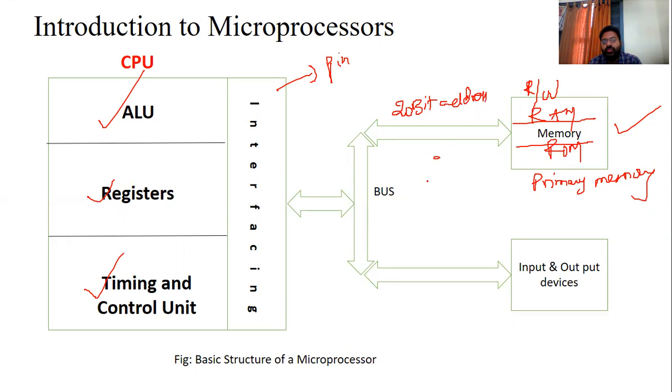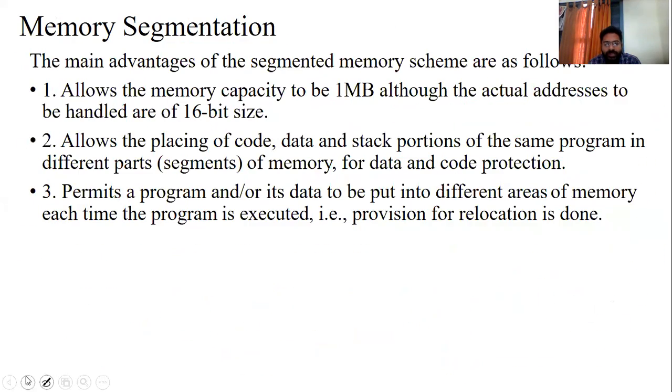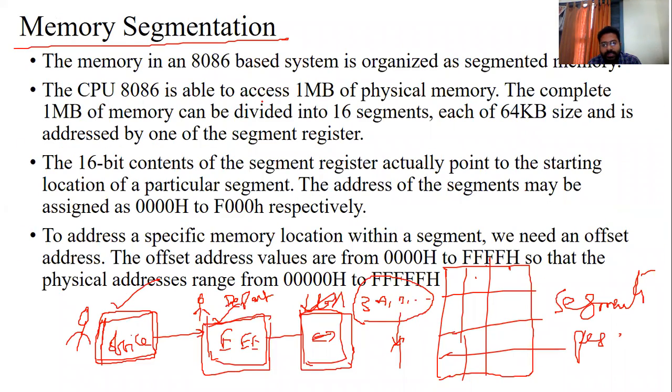So 2 power 20 is equal to 1 MB memory. So the microprocessor is able to access 1 MB memory only. We are not at all increasing the memory, because it can only access 20-bit addresses, which is nothing but 2 power 20, equal to 1 MB memory only.